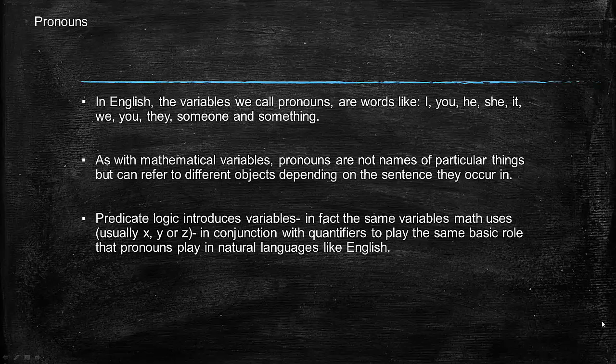So predicate logic will introduce variables, and we use the letters x, y, and z typically, just like in math. So this constrains our language a little bit. These lowercase letters toward the end of the alphabet end up being variables, whereas the ones prior to that can still be used as names. We'll talk a little bit more about that later.